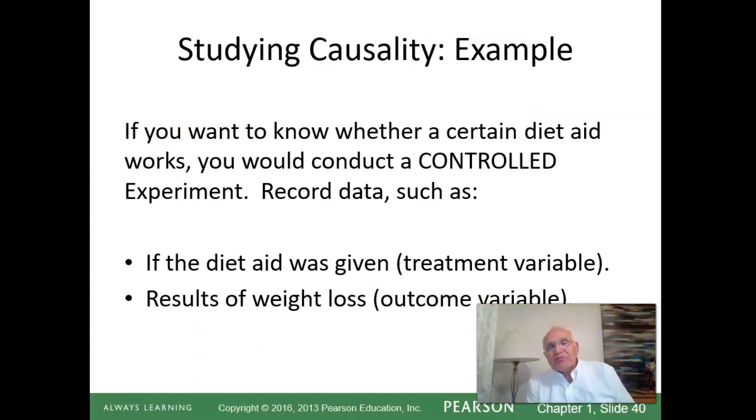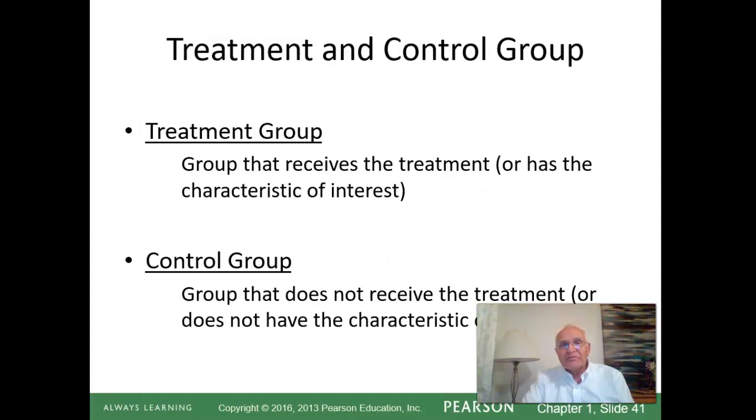So here's a very simple example of studying causality. If you want to know whether a certain diet aid works, you could conduct a controlled experiment. By controlled experiment, we mean that we're going to give the treatment variable to one group, and another group would not get the treatment, and we would compare those and see if there was a difference in the weight loss outcomes. Okay, and that's a very easy thing to measure.